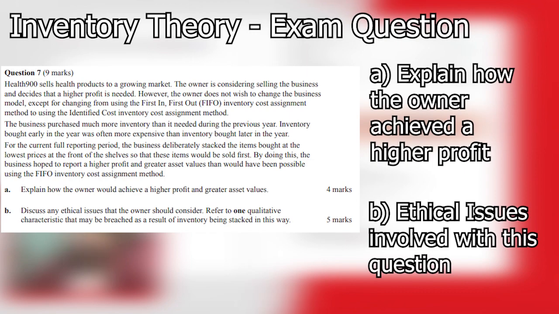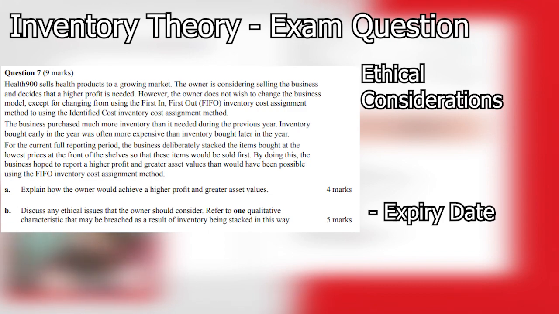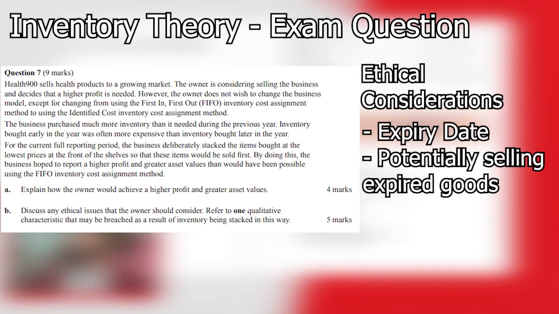So health products normally will have an expiry date. I think that is so important to remember. Stuff like health products will have an expiry date. So what's the ethical issue of putting the stuff that will expire later first? It's that you're going to potentially be selling expired stuff to other customers. I think that is kind of messed up. So I think that is 100% something to consider.